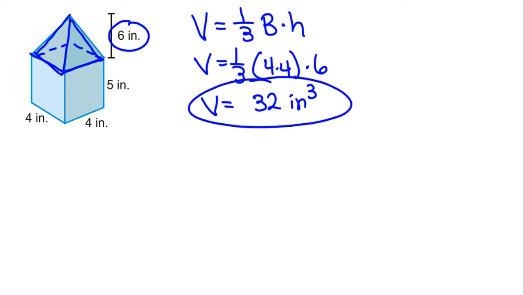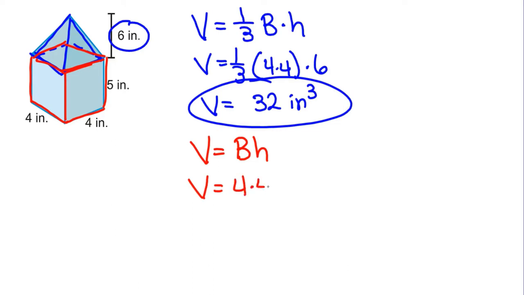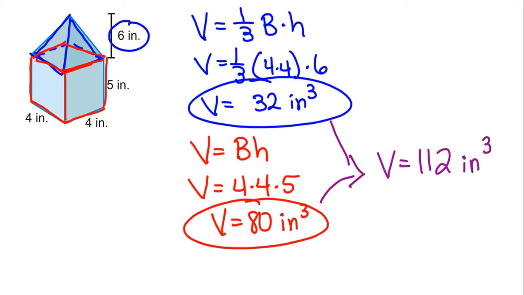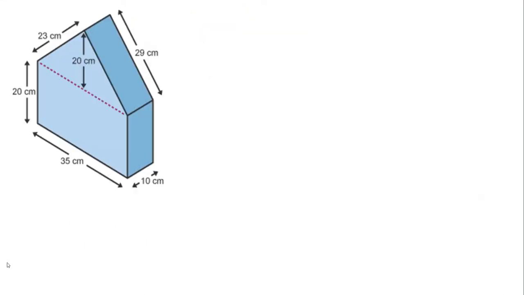And then I need to find the volume of the prism below in red here, this prism. So again, the volume of a prism, area of the base times height, or in this case, length times width times height. So 4 times 4 times 5, and 4 times 4 times 5 is 80 cubic inches. So that's the volume of the bottom. And then I'm going to add them up to give me a total volume of 112 cubic inches. There's my total volume. So again, breaking them down, finding their volumes, and then adding them together.